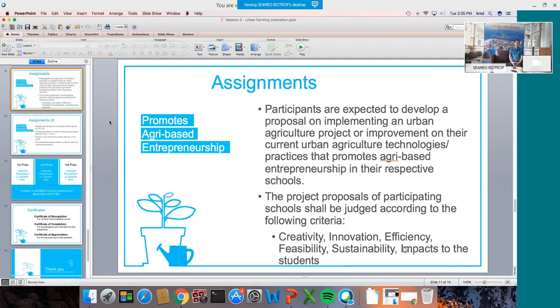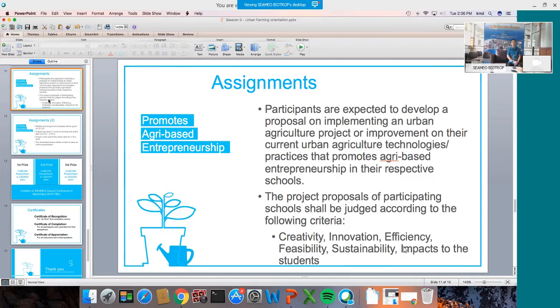But for those schools that already have ongoing agricultural practices, we would like you to see where the gaps are. Are there still problems? How much can you improve, so you can come up with a proposal for improving the urban agricultural practices that you are currently doing right now?